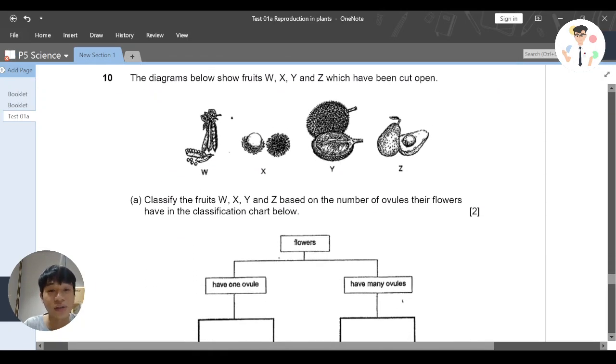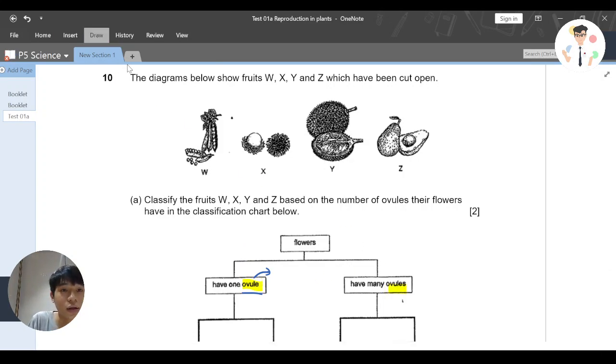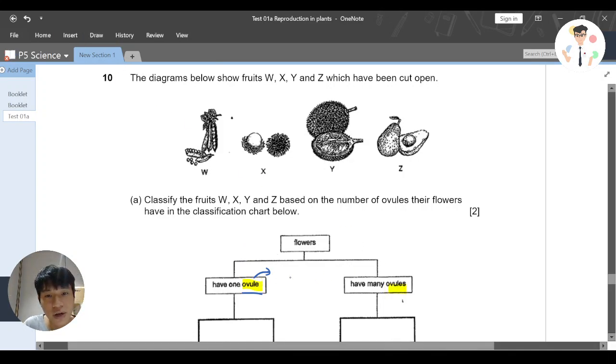Diagram. Question 10. The diagrams below show fruit W, X, Y, Z which have been cut open. Classify the fruits W, X, Y, Z based on the number of ovules their flowers have in the classification chart below. So again, you must understand this ovule will develop into what after fertilization? Develop into seeds. So it is very, very easy to identify whether it has one ovule or one seed or more seeds based on the ovule.